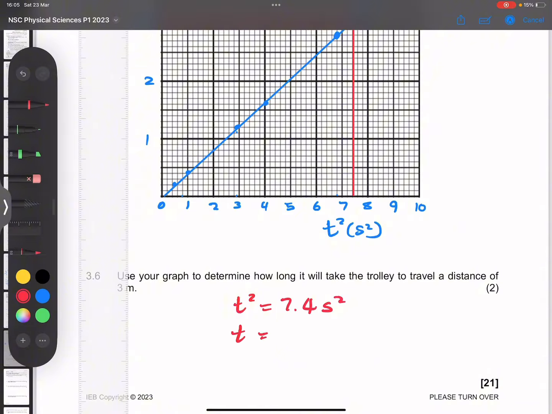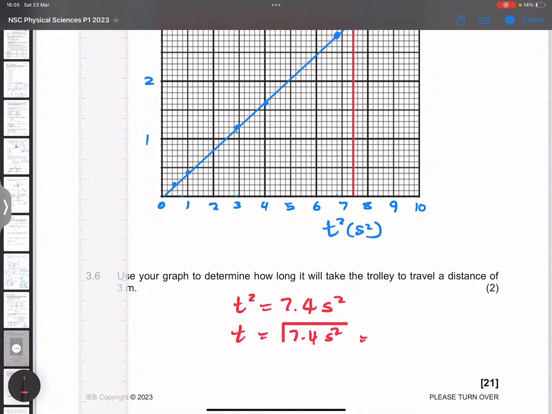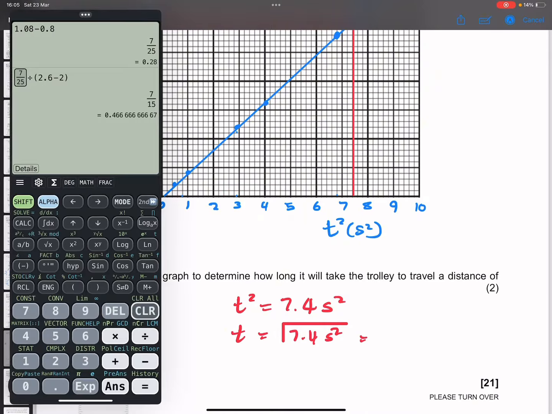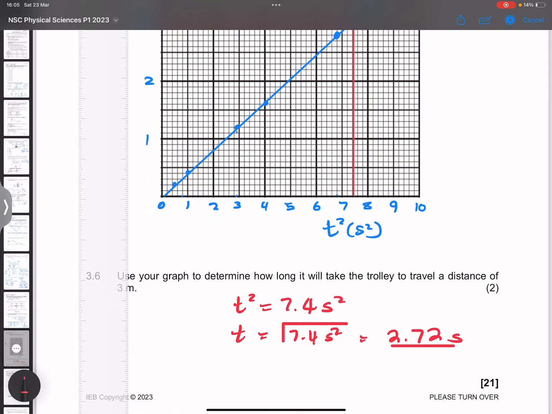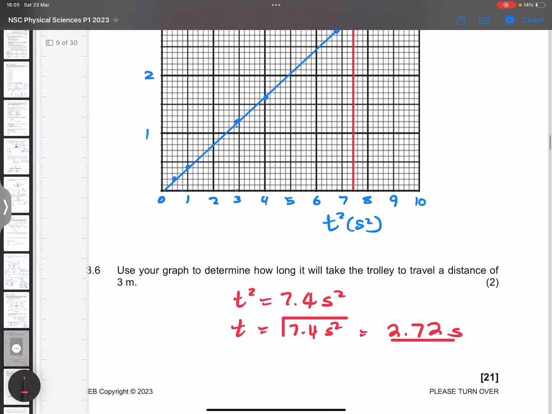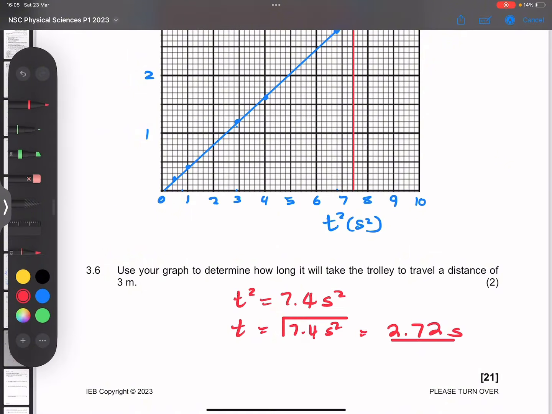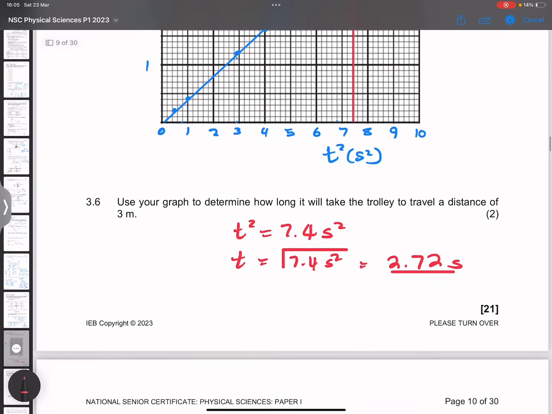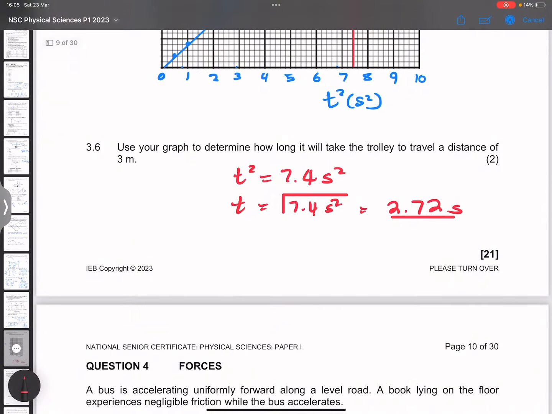So to get time, that would be the square root of that. In this case, what we are simply going to do is say what is the square root of 7.4, and we get 2.72. And remember this is in seconds, right? I hope that was really helpful, ladies and gents. That is how I would have answered that question, as we are going to look at question 4 next.